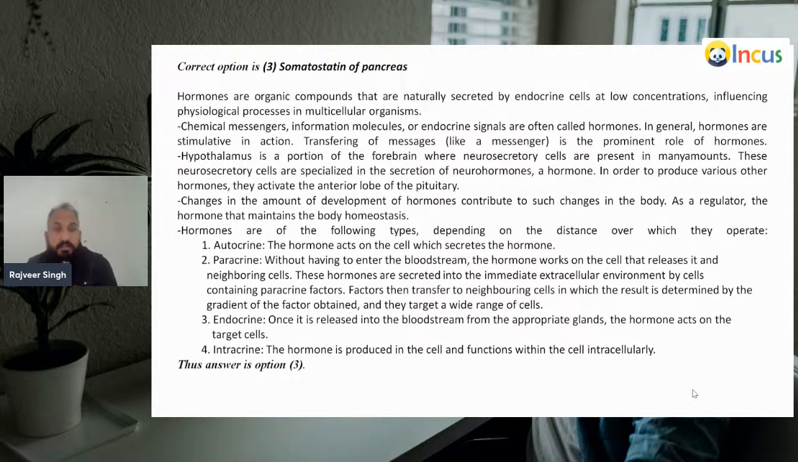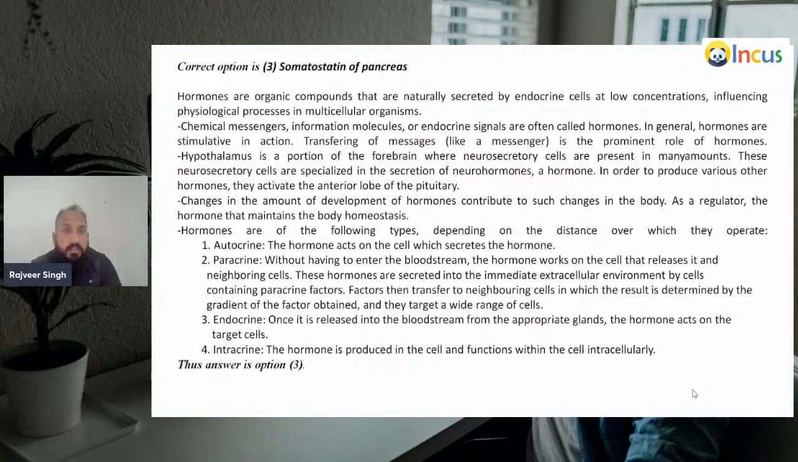Next one, endocrine: it is released into the bloodstream from the appropriate glands. The hormones act on the target cell. Last one is intracrine: the hormone is produced in the cell and functions within the cell, intracellularly. So I hope you will understand the meaning of paracrine and also why we chose the third option.